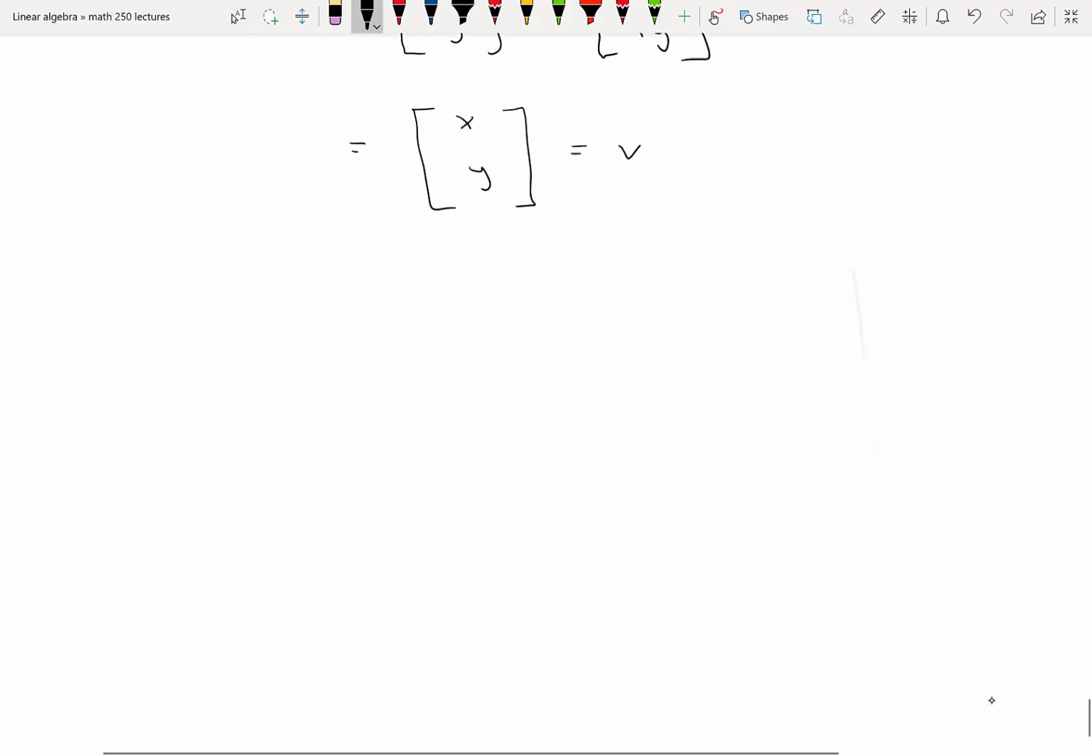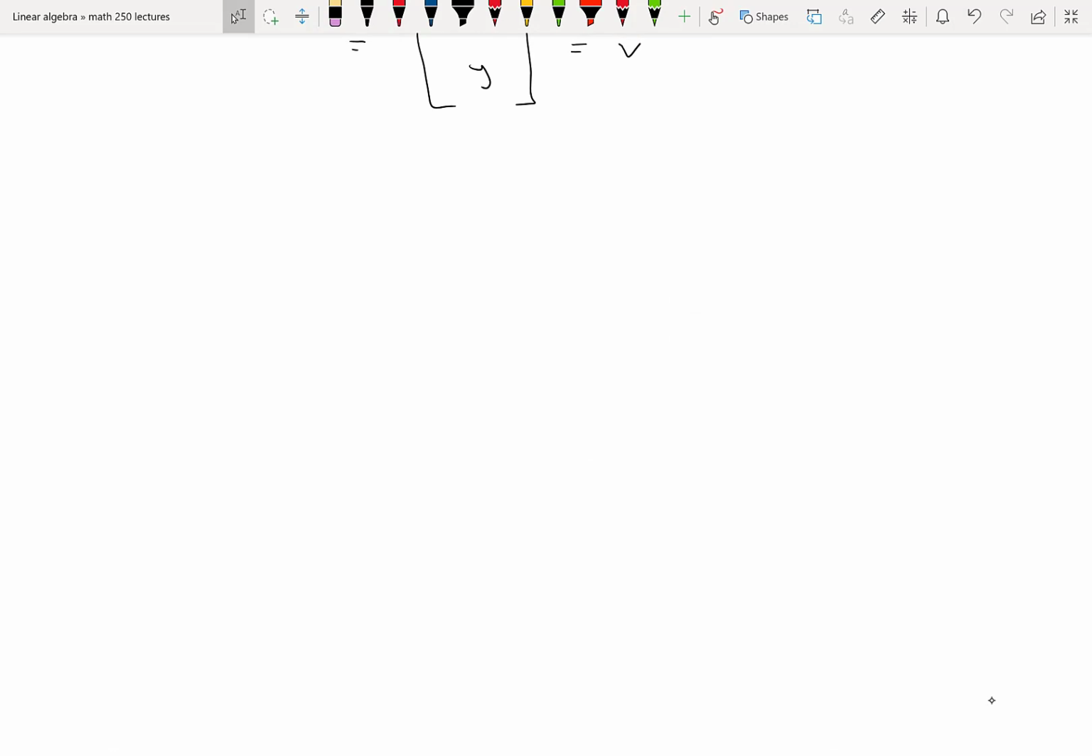There are some real common vector spaces, so I won't put you through it. But similarly, the set of all m by n matrices with real entries is a vector space under the same operations we just used, under the ordinary operations of matrix addition and scalar multiplication.